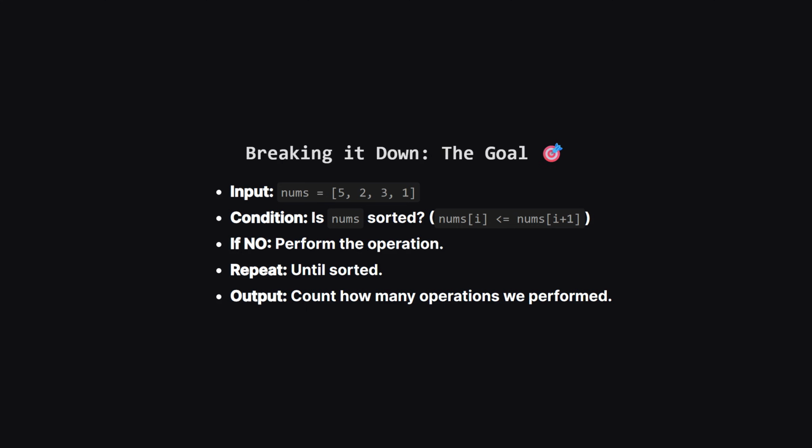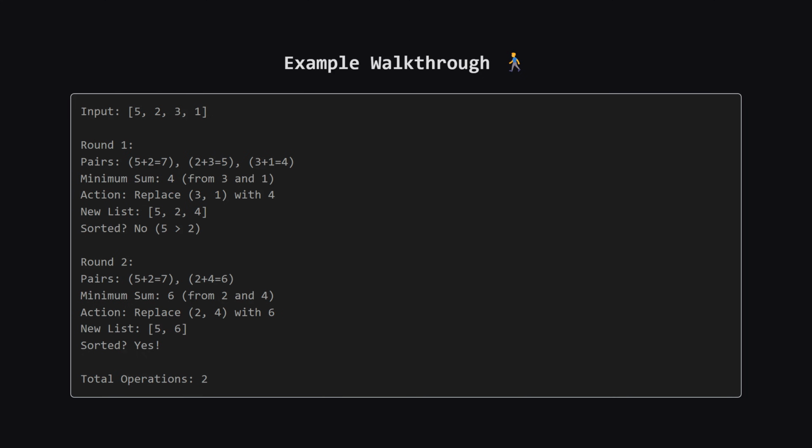Since the rule tells us exactly which pair to pick, the one with the minimum sum, we don't have to make any decisions ourselves. We don't have to choose between plan A or plan B. We just follow the instructions. If the list isn't sorted, we find the min pair, merge them, and add 1 to our operation count. We repeat this loop until the list checks out as sorted. Let's walk through the first example together to see this in action.